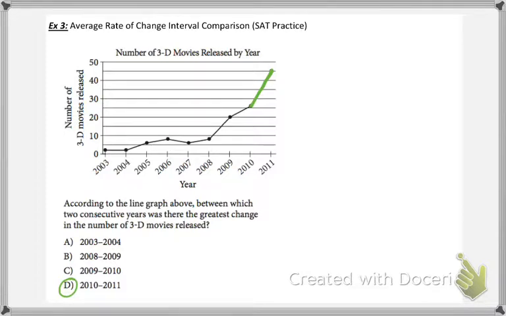So quick summary, average rate of change is just the slope between 2 points, regardless of whether it's a line or a curve. If you have a graph that's a curve or a line, to find the average rate of change, pick your 2 points, calculate the slope. If you have a table, again, you're going to use your 2 points and calculate the slope.